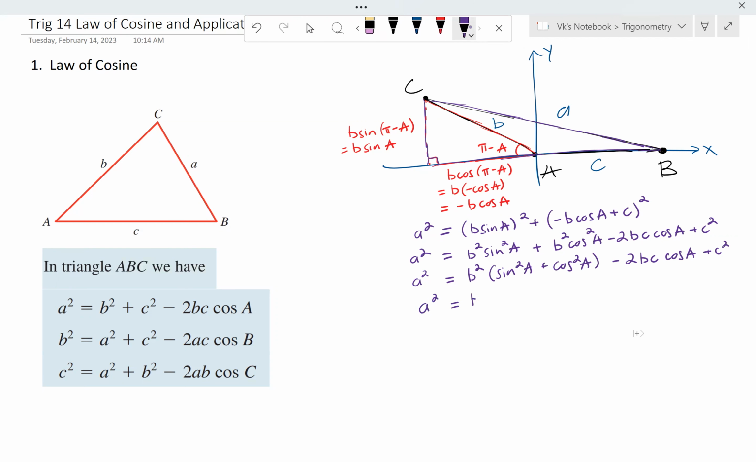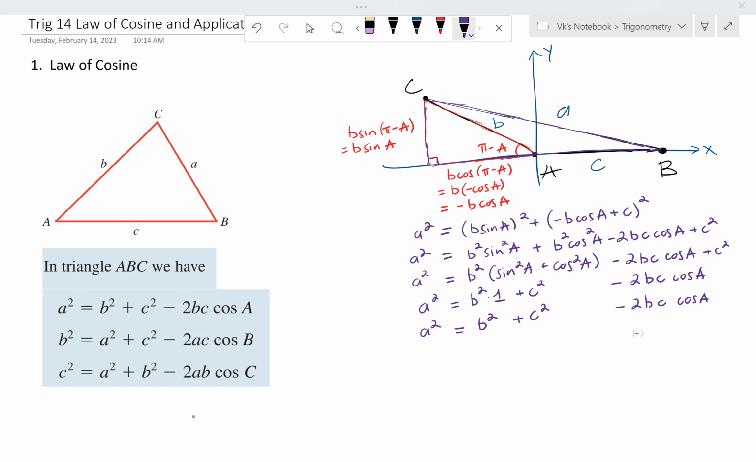a squared is b squared times 1. I'm going to move the c squared right here, minus 2bc cosine A. And that is it. We have a squared is b squared plus c squared minus 2bc cosine A. This proves the law of cosine.